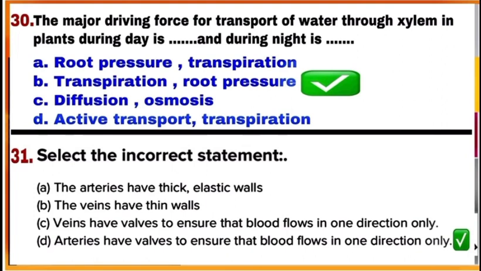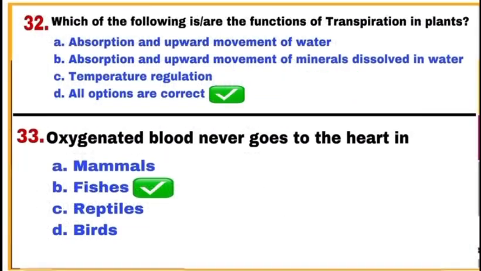During day, transpiration is major driving force for transport of water, while during night, root pressure helps in transport of water. In question number 31, option D is incorrect. In arteries, valves are not present. Question number 32, all options are correct regarding functions of transpiration in plants.